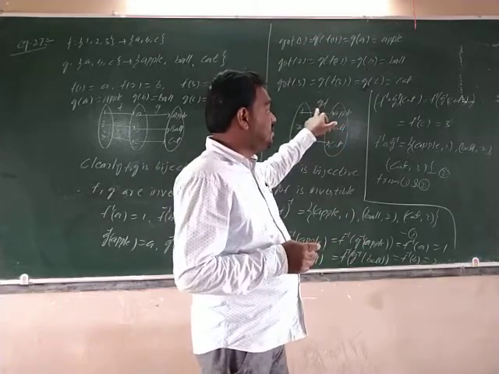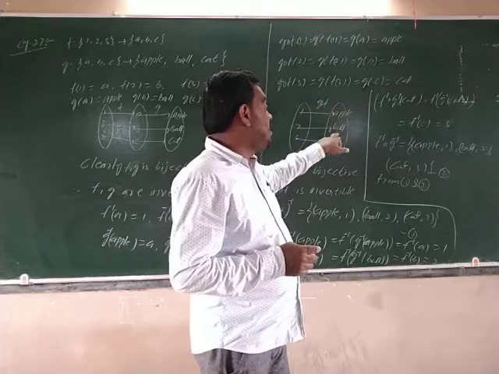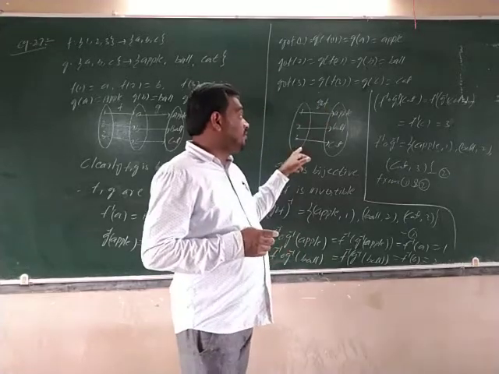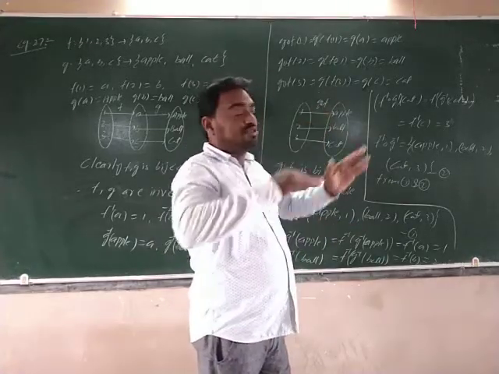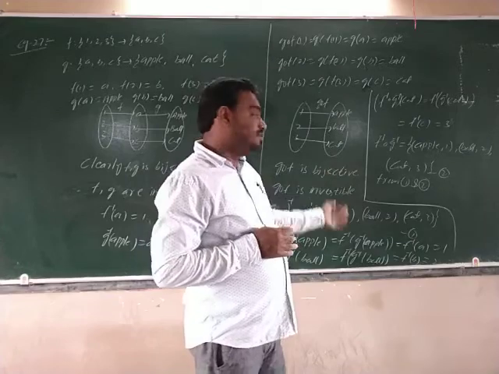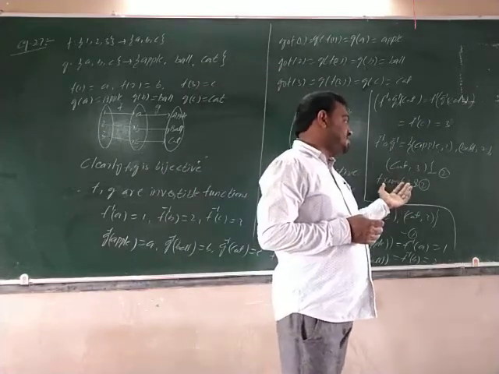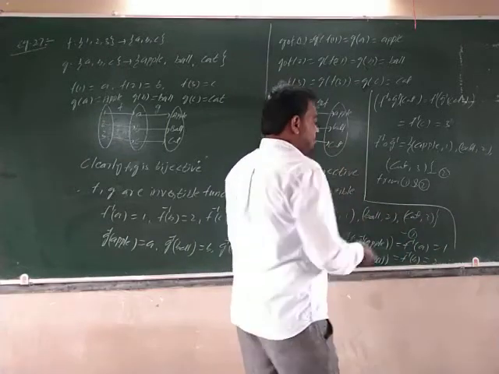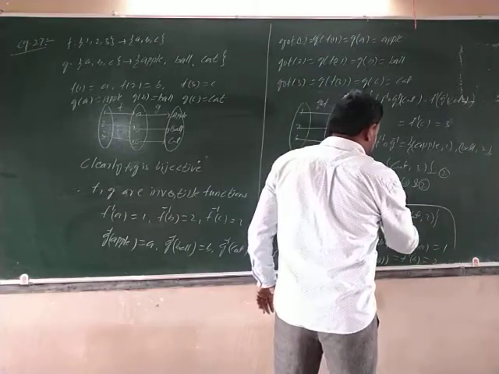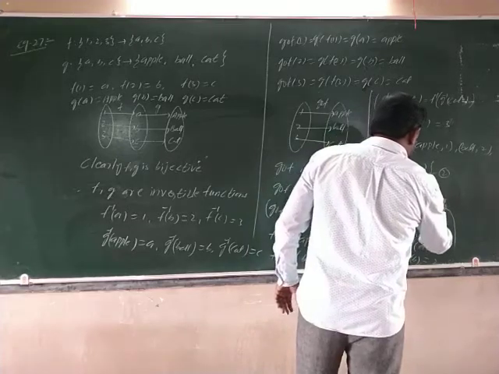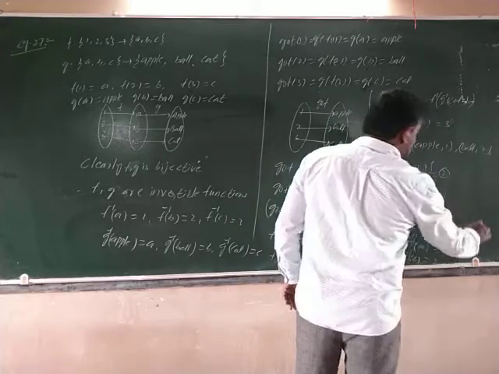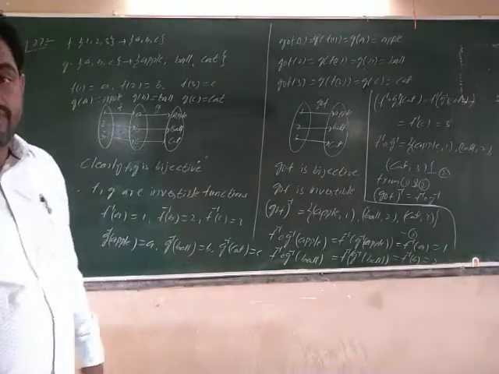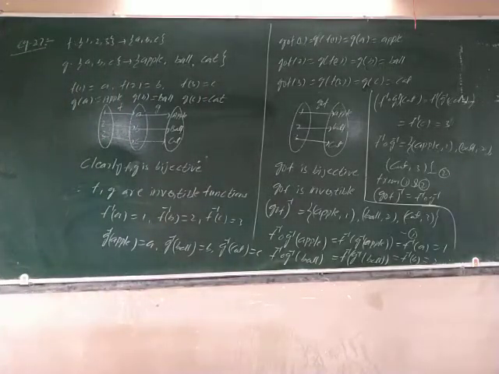What is the domain of G circle F inverse? Apple, ball, cat. The domain of G circle F whole inverse is this one. So both are defined on the same domain, and both have the same elements. Therefore, G circle F whole inverse is equal to F inverse circle G inverse. This is the answer, right? This is example number 27. Next, 28.